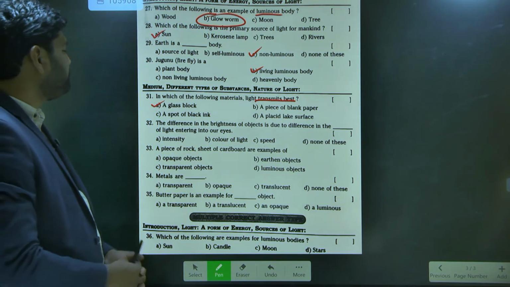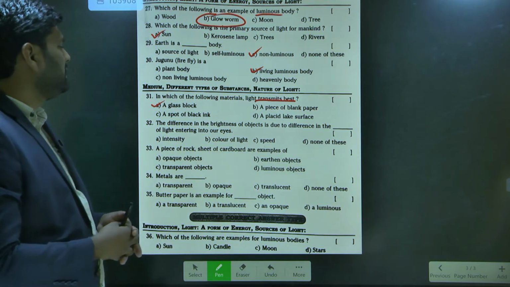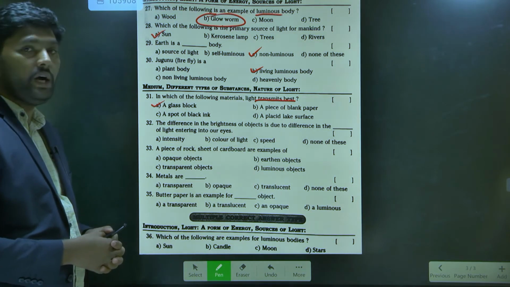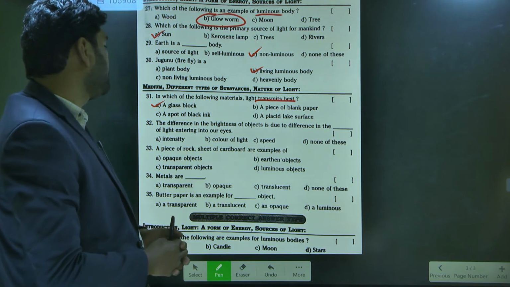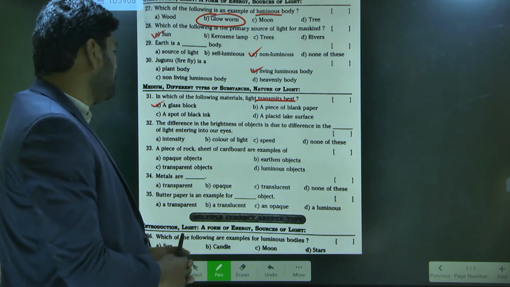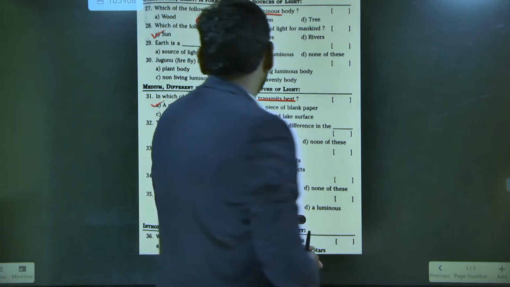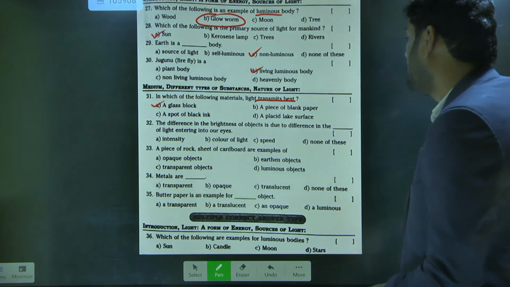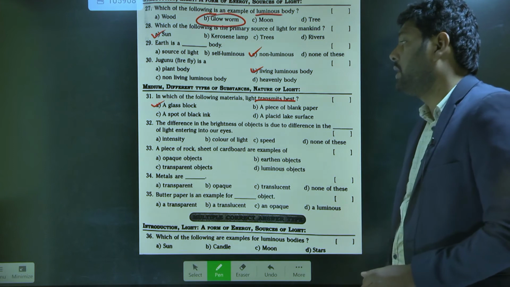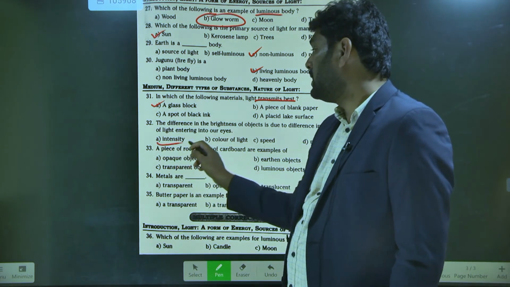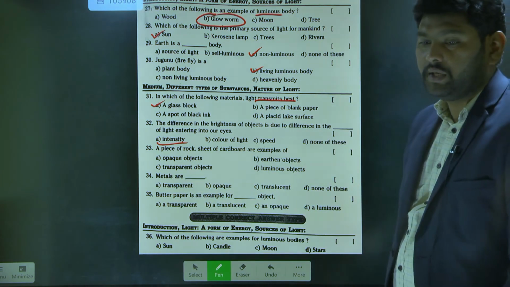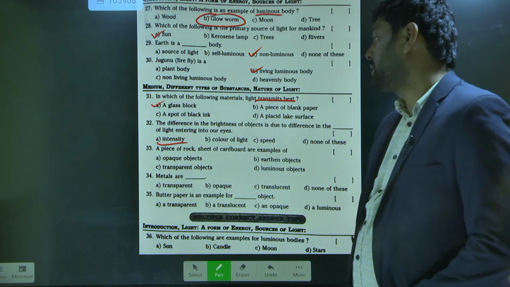Next, question 32: the difference in the brightness of objects is due to the difference in the light entering into our eye. That is because of intensity. The intensity will have that effect.